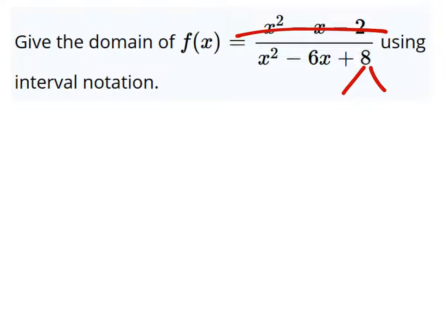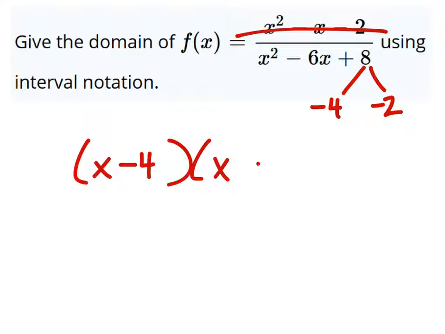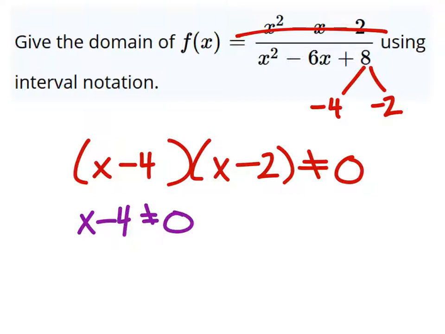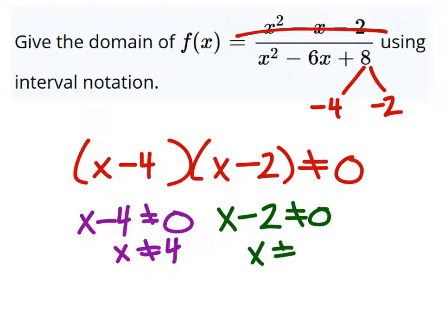So for 8, I need two factors of 8 that add up to -6. Looks like it's going to be -4 and -2. So that's our denominator from this, right? I got x minus 4 and x minus 2. And we would really write this as an inequality where it cannot equal 0. So if I looked at the first set, x minus 4, this can't equal 0. So x could not equal 4, just using basic equation-solving properties. But also x minus 2 could not equal 0, which means that x cannot equal 2.